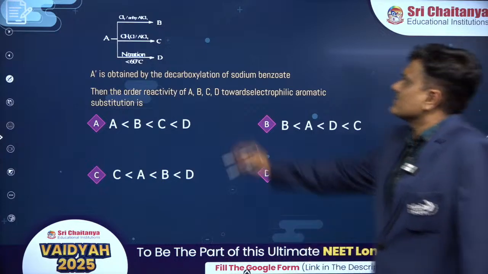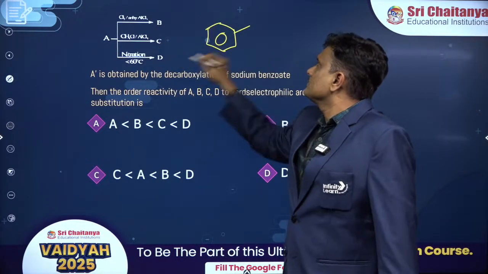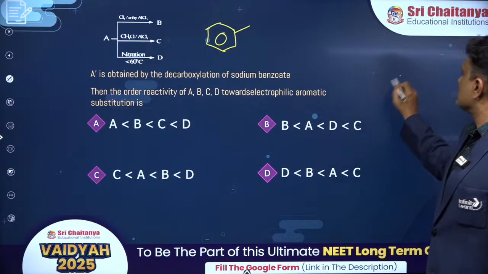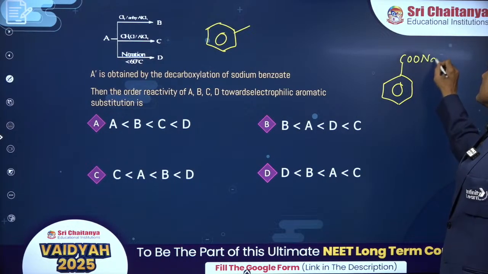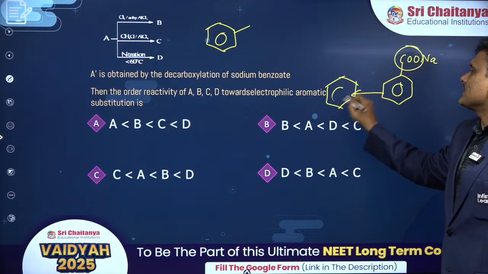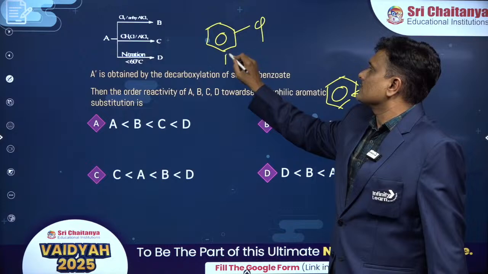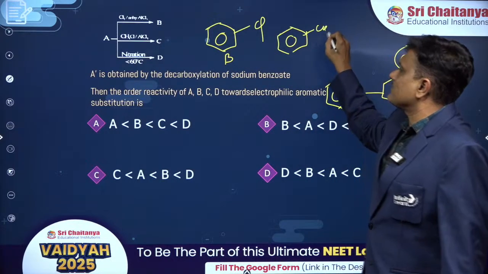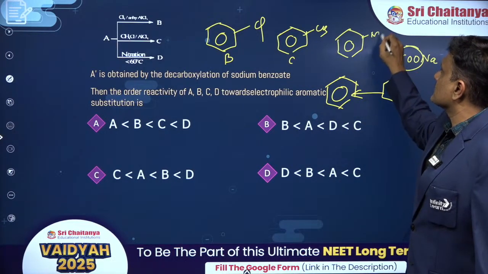You see, A when treated with chlorine in presence of AlCl3 gives, you know, benzene, right? A is obtained by the decarboxylation of sodium benzoate. First of all, you have to start from there. Sodium benzoate loses carbon dioxide to finally end up at benzene, and benzene when subjected to chlorination gives chlorobenzene, methylation gives toluene as the product, and finally nitration, nitrobenzene is the product, right?